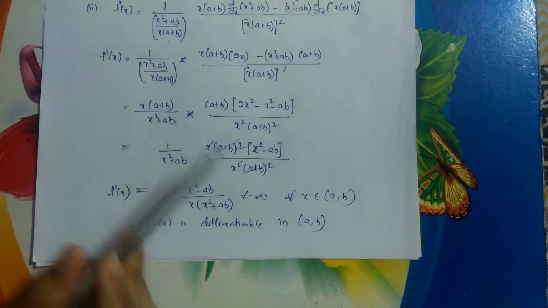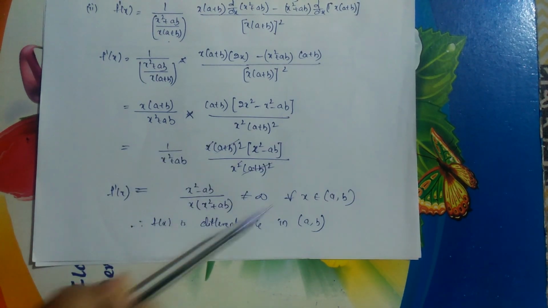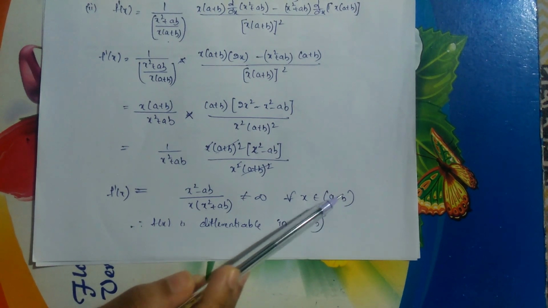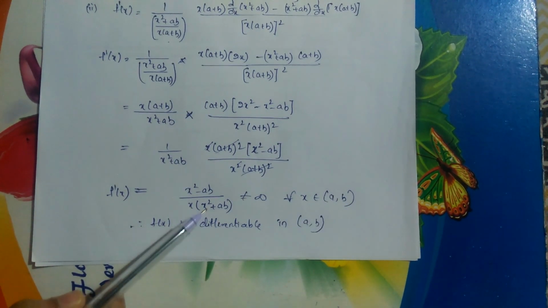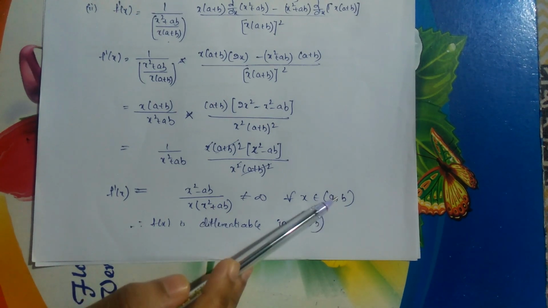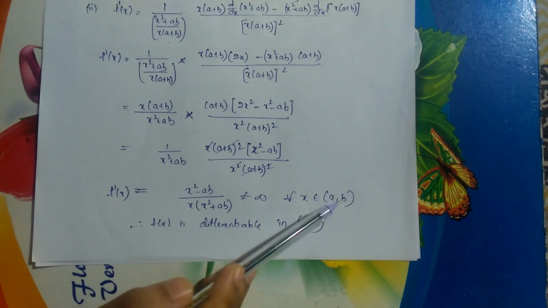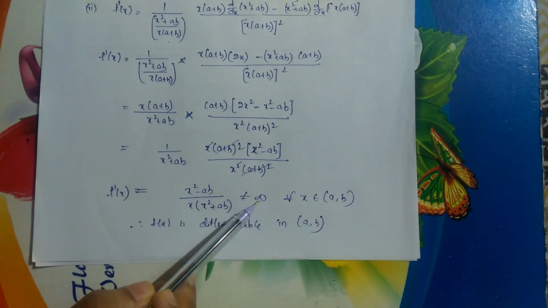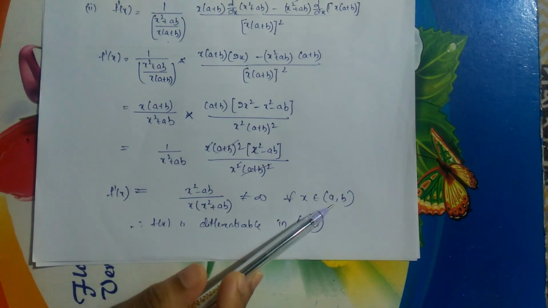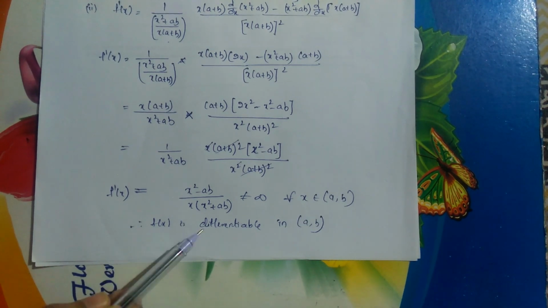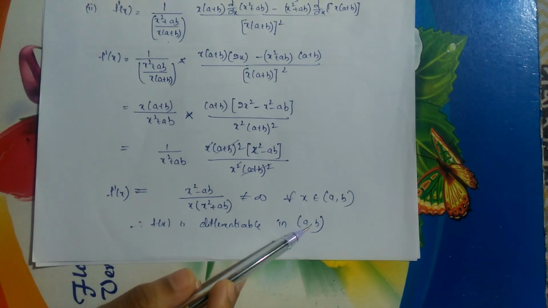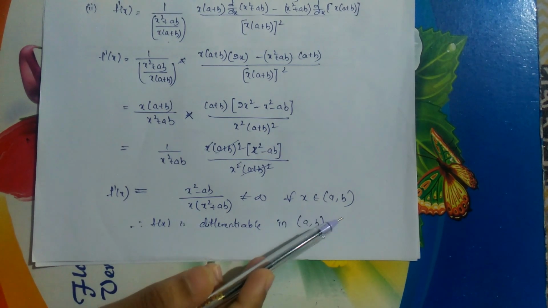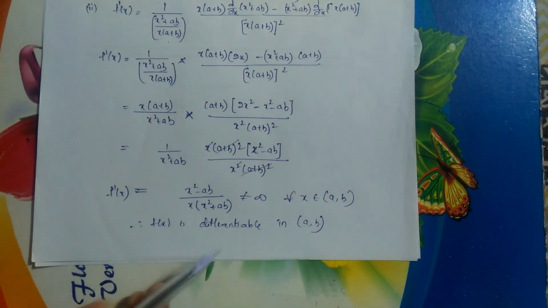For continuous we write it as a closed interval, and for differentiable we write it as open interval because a and b values are not included. If you write the a and b values in the denominator, it's going to be 0. So we take the values in between a and b. So this value is not going to be infinity for all x belonging to a comma b. Therefore f of x is differentiable in the open interval a comma b, and a is not equal to 0 and a is not equal to any negative value.